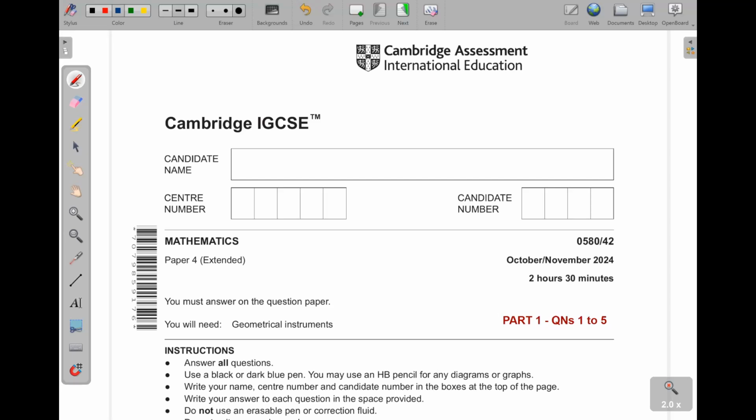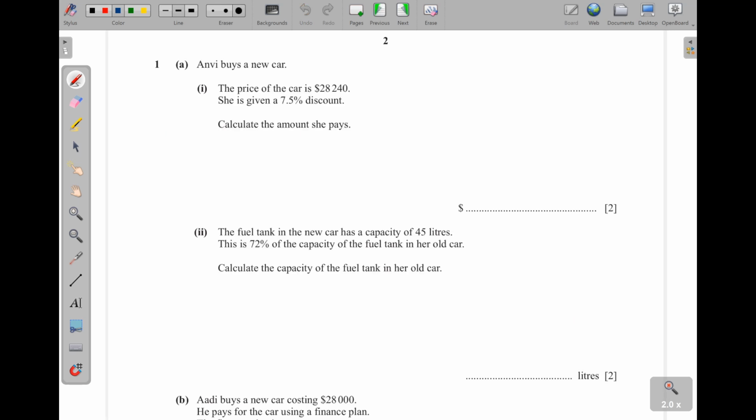This is Teacher Simon taking you through Cambridge IGCSE Extended Mathematics Paper 42 for October-November 2024, questions 1 to 5. Question 1, Part A: Amvi buys a new car. The price of the car is $28,240. She is given a 7.5% discount. Calculate the amount she pays.